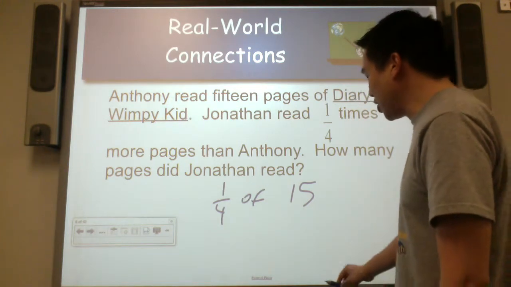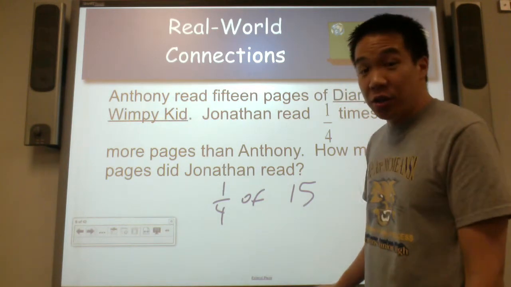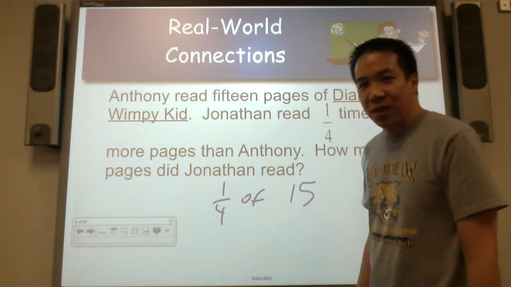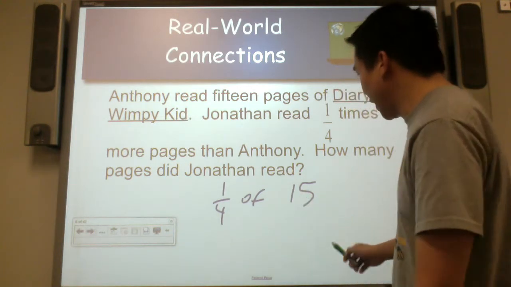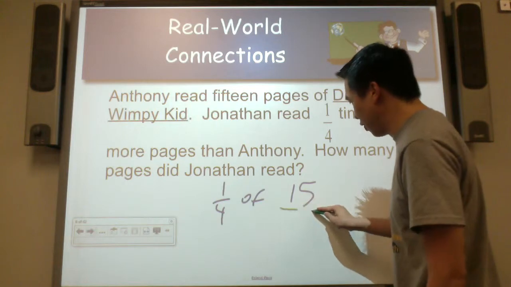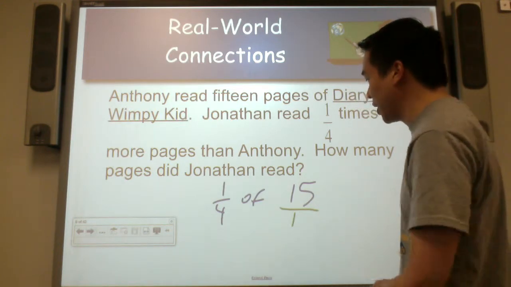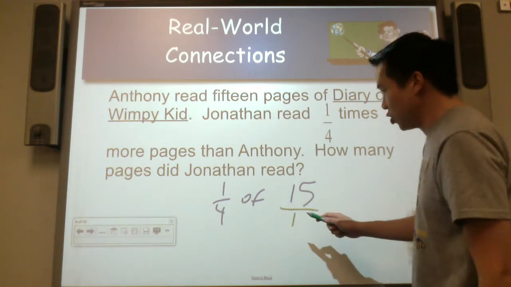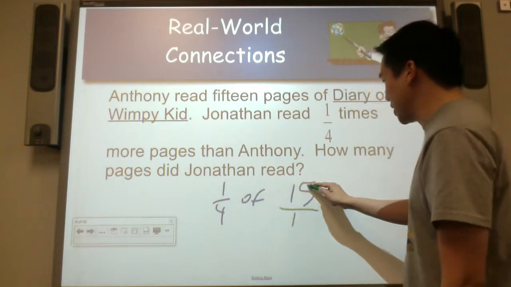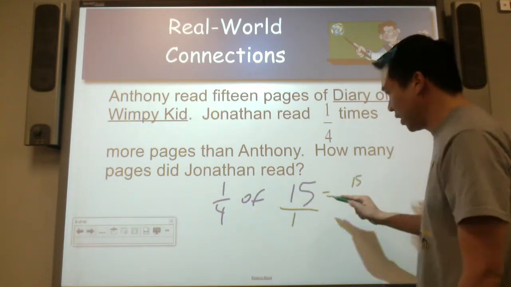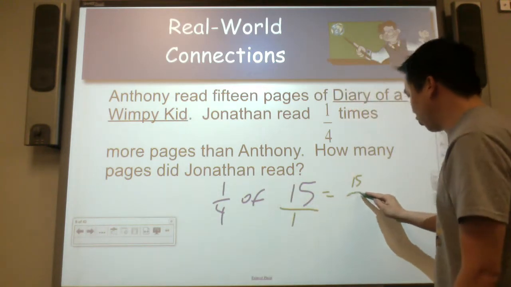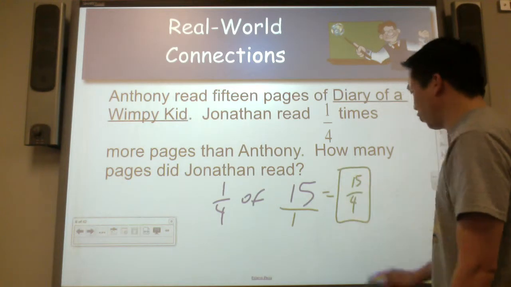So how would I solve this? A couple ways you can do this. This is how I do it. Multiply mixed number. That's okay. Turn this to a fraction and times away. So I multiply away because 1 times 15 is 15. 4 times 1 is 4. So I get 15 fourths.